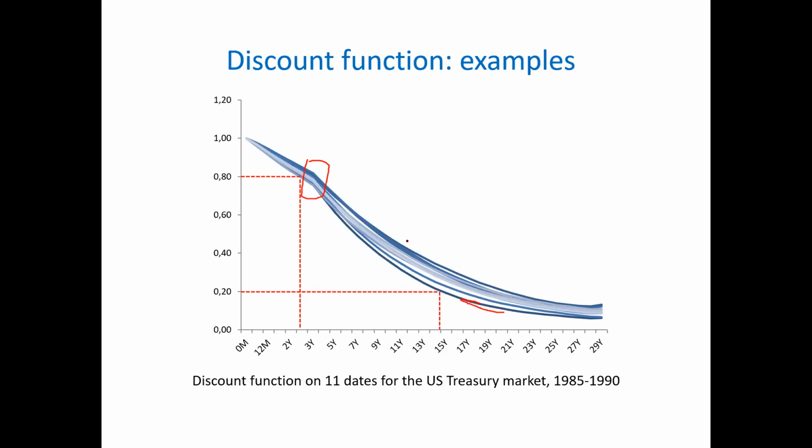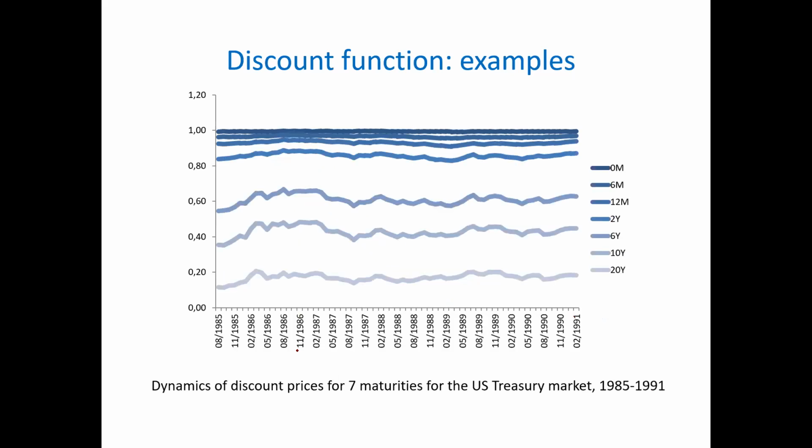Now let's look at the same picture from a different perspective. We have different maturities here: 2-year maturity, 15-year maturity, 27 years to maturity, and for each maturity we have a discount price. But if we build a discount function for each day between 85 and 90, then for each maturity we have a set of discount prices which evolve from one day to another. So let's look at this picture, and I will move to the next slide. Now it looks like that.